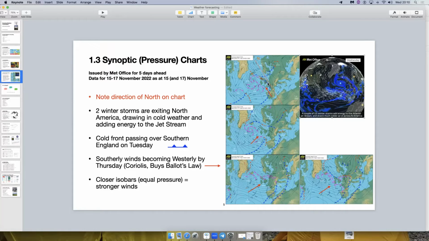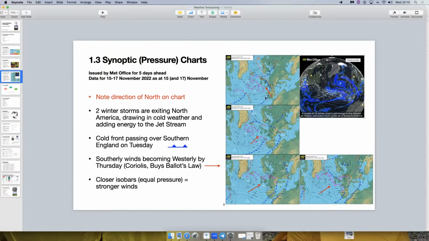If we look at the synoptic chart here, we see these little blue triangles. Those represent a cold front passing over the UK on the Tuesday. I'm not going to go into the detail of the difference between cold fronts, warm fronts, stationary fronts, and occluded fronts, but generally a front means that there is likely to be rain and there'll be a series of changes in the wind strength and so on.